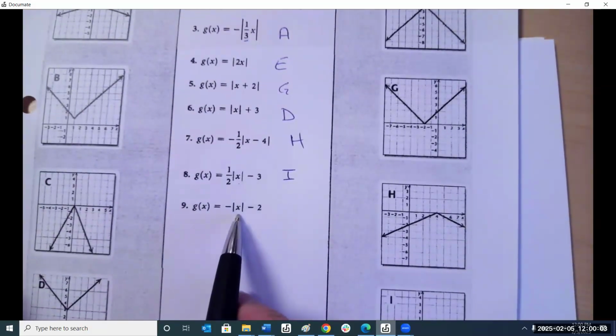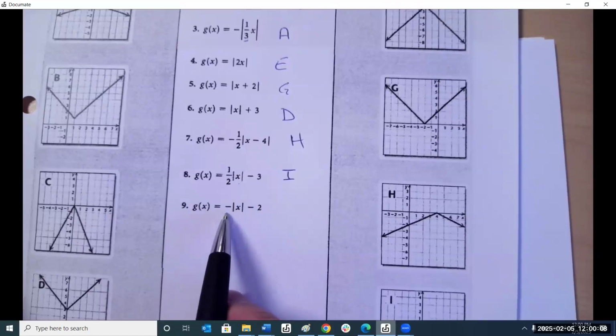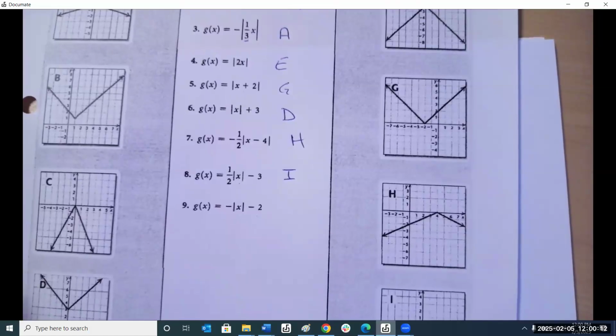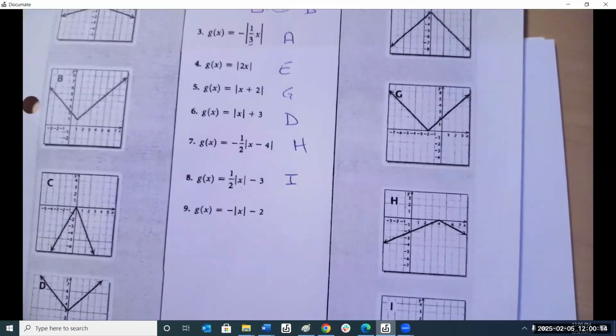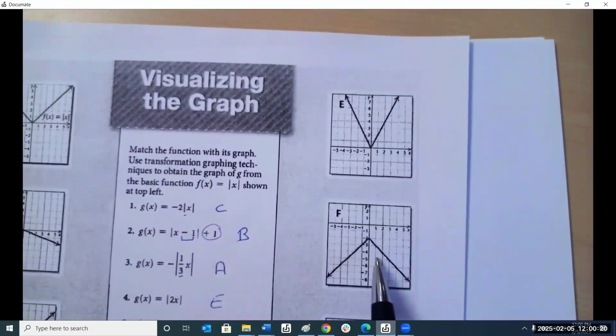This one has no horizontal shift, goes down 2 spaces. And what does this negative do? Flips vertically, I mean. So which one goes down 2 spaces and points down? F.